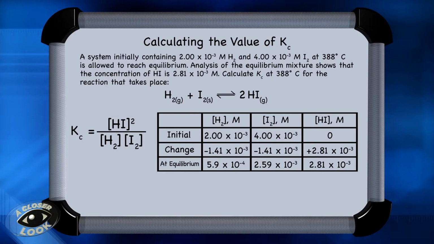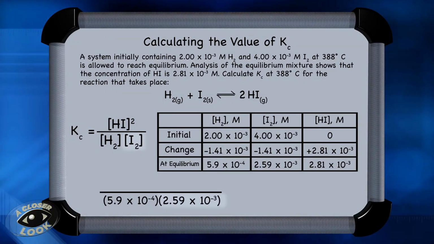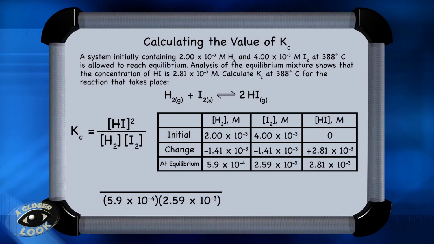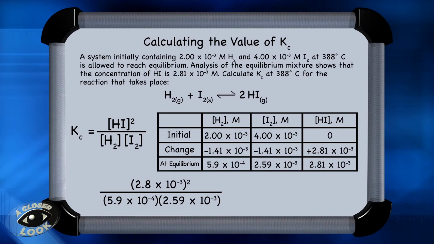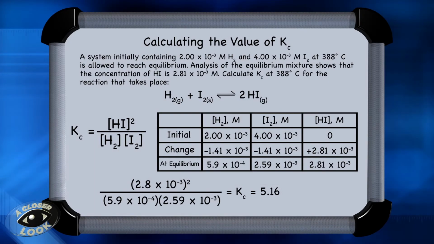So for the hydrogen, we take the 5.9 times 10 to the negative fourth and plug it in here. For the iodine, we take the 2.59 times 10 to the negative third and plug it in here. For the hydrogen iodide, we would take the 2.81 times 10 to the negative third and plug that in here. So when we plug those values into our equilibrium expression and solve, we find that the value of K sub C, our equilibrium constant, is 5.16, which tells us that the mixture reaching equilibrium will contain mostly products.